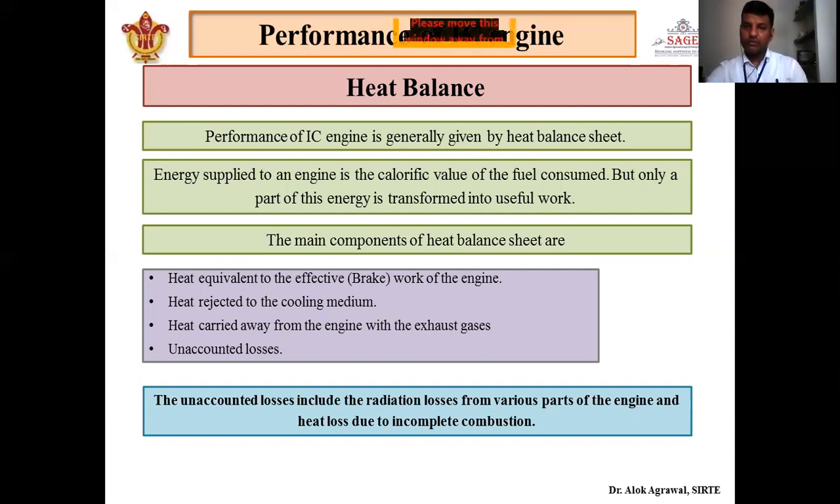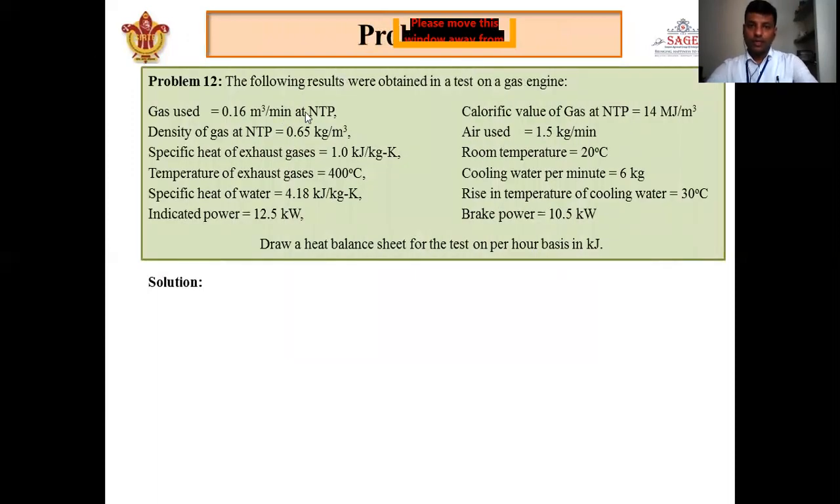We will solve a numerical, and it will be more clear with that numerical how the heat balance sheet can be prepared. So let's move into the problem. A lot of things are given, like the following results were obtained in the test of a gas engine. Gas used is 0.16 meter cube per minute. This is volume per minute. Again, calorific value of fuel is given in megajoule per meter cube. Density of gas is given. Air used is 1.5 kg per minute. Specific heat of exhaust gas is given.